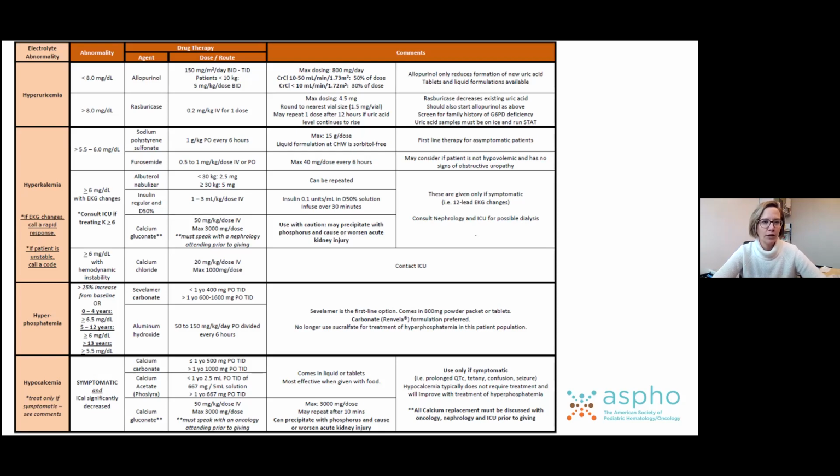One thing I should point out that I haven't yet is that for hyperuricemia treatment, rasburicase can be given to patients and works very effectively, but patients should be screened for any kind of family history of G6PD deficiency, which can lead to hemolysis, which you don't need to complicate the picture with. And then again, the hypocalcemia should be treated only if symptomatic. And if that's the case, hopefully at some point these patients are put into the ICU for closer monitoring and help with this, with nephrology and other services as well.